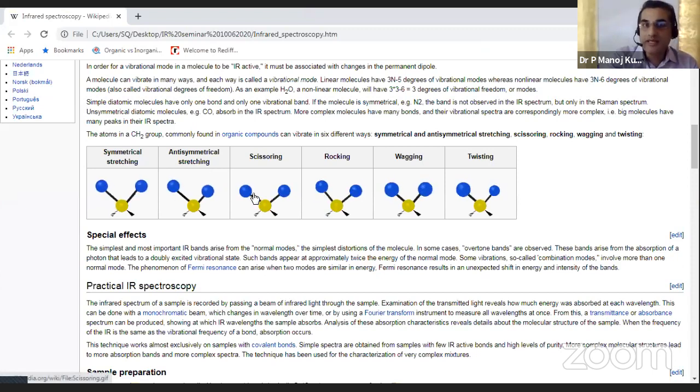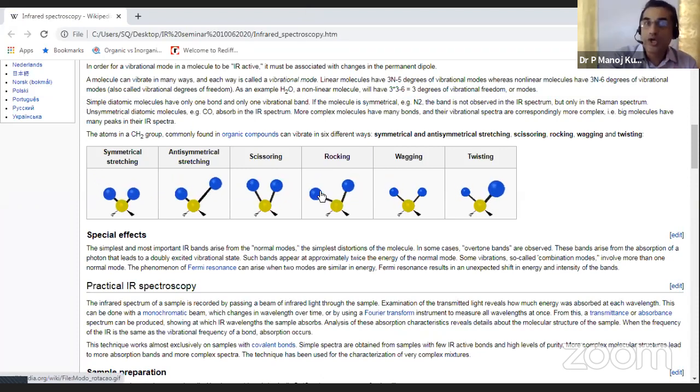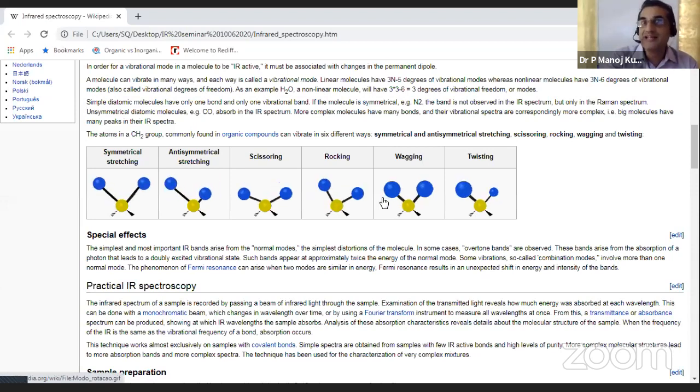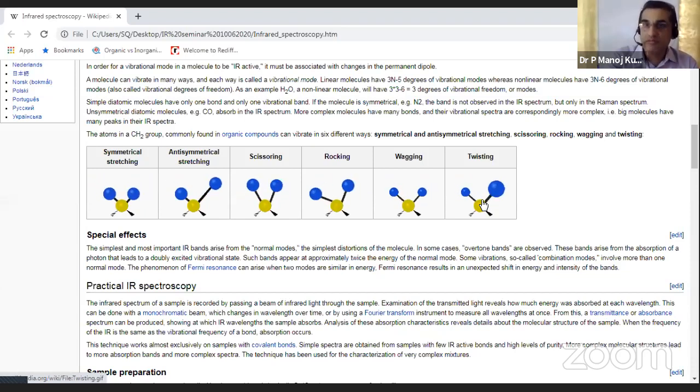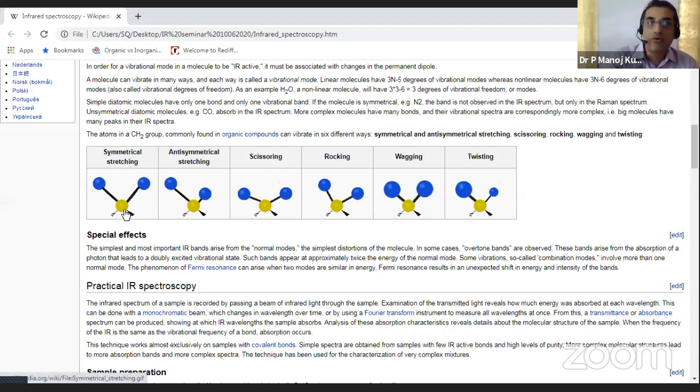And what is happening here? The interatomic distance between the carbon and hydrogen in these four structures is not changing. But what is changing over there? The bond angle is changing. Whenever the bond angle changes, the vibration which results from a change in the bond angle, you call bending vibrations. And those vibrations that result from a difference in the interatomic distance between the two atoms, you call stretching vibrations.